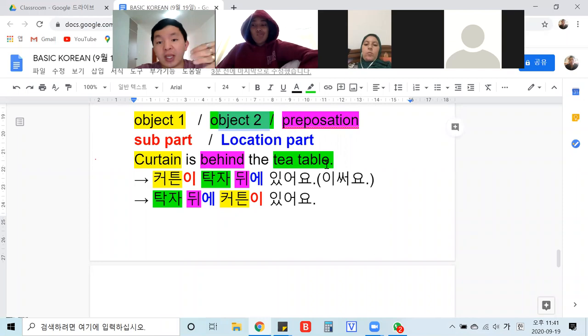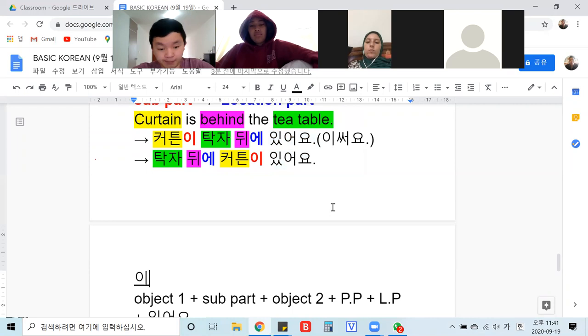So here's a sentence. 커튼이 탁자 뒤에 있어요. When you're explaining object location, remember to always finish with 있어요. 있어요 is originally from the verb 있다. 있다 means to have, to exist. Let me write it down there as well.